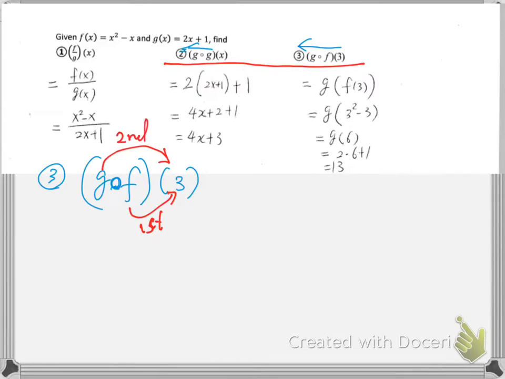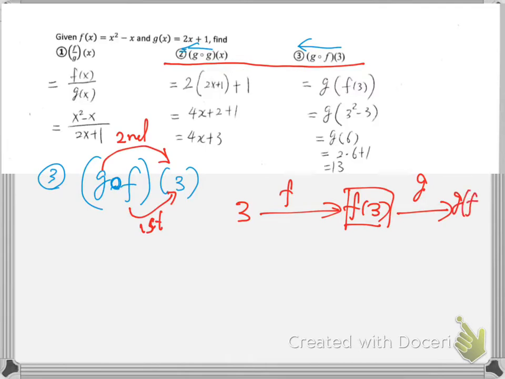Let's use arrows. First 3, and then we use function f, so we get f of 3. We apply function f to the number 3, and then f of 3 is the input for the second function g. So g of this new number f of 3 gives the answer for the composition. What's f of 3? This is 3 squared minus 3, which is 6. So it's g of 6, which is 2 times 6 plus 1, which is 13.